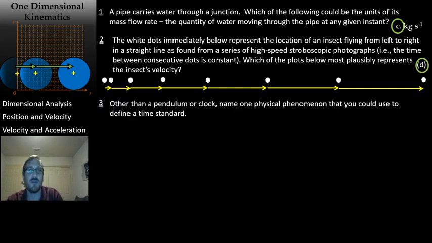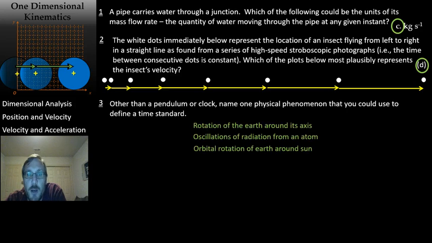All right, for this third one, I asked a question about what physical phenomenon, that's not a pendulum or a clock, you could use as a time standard, and here I'm just asking you to repeat that. Again, if it's a large class, then I'll have a bunch of different options for you to choose from. In this case, it was an open-ended, short answer question, so you got to write down whatever you wanted.